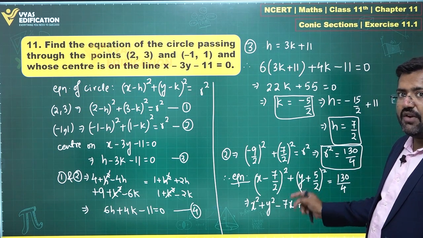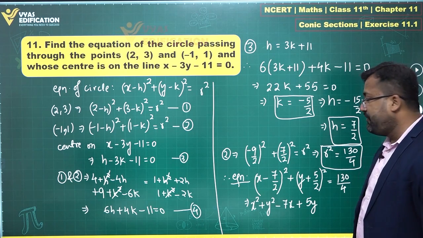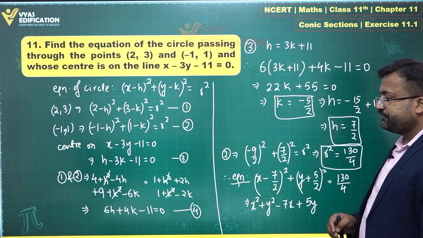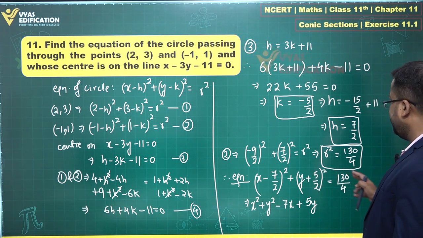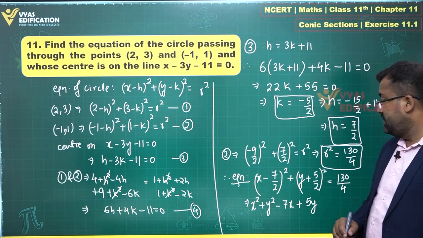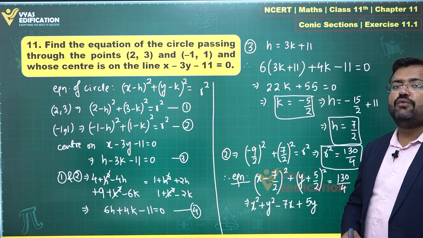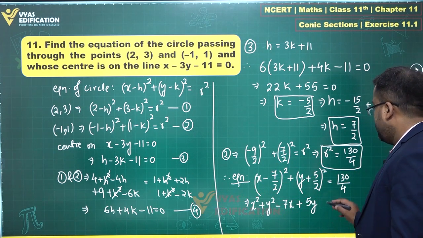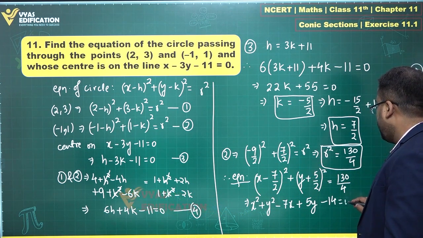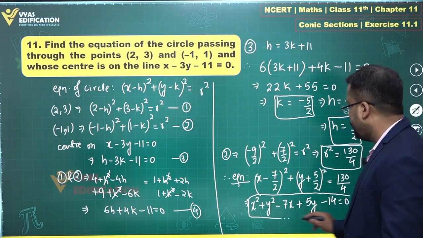49 by 4 plus 25 by 4. What is that? 74 by 4. And here you have 130. So that will give me 26 and 30, 56 by 4. Just a minute. Yes, minus 56 by 4. And 56 upon 4 is equal to 14. So that will be minus 14 equals 0. This should be my answer for this question.